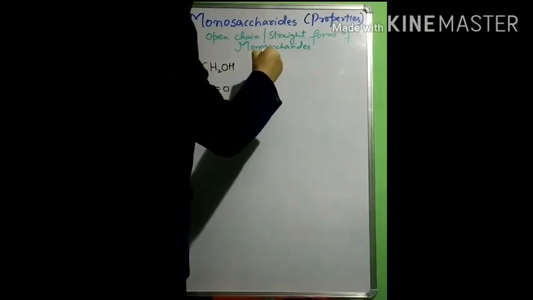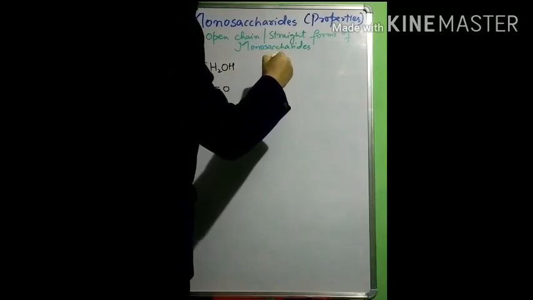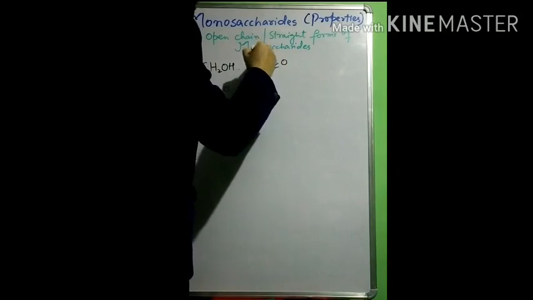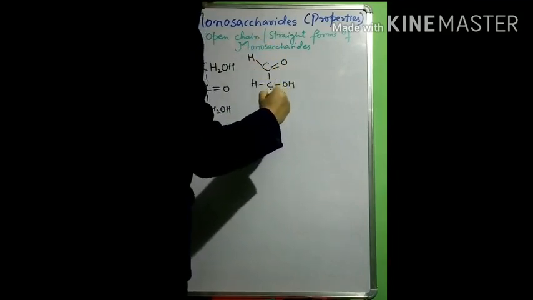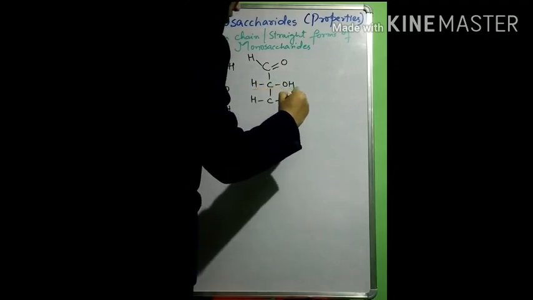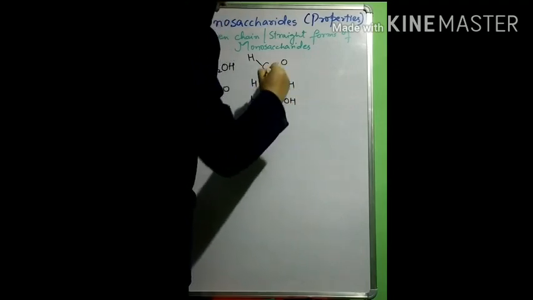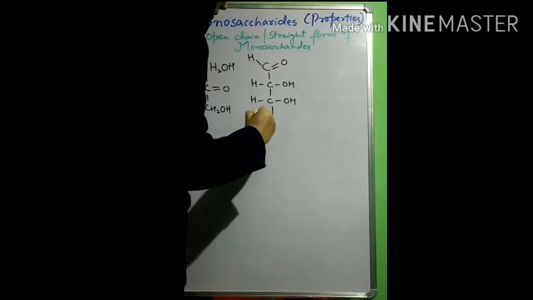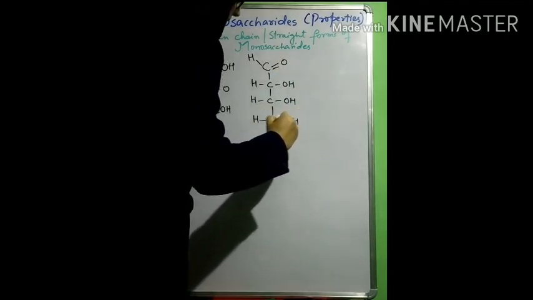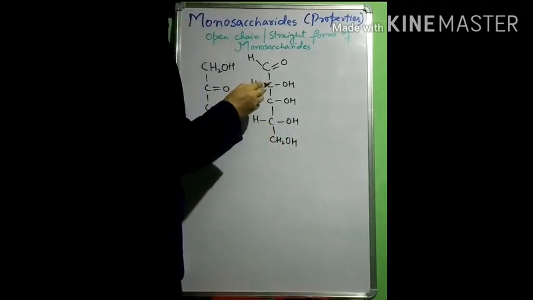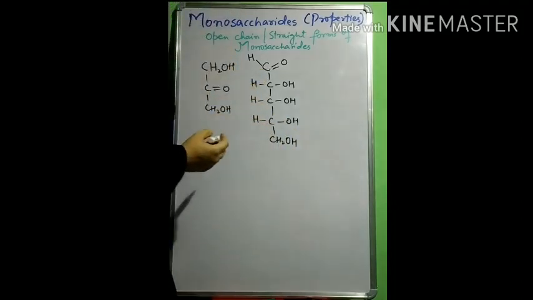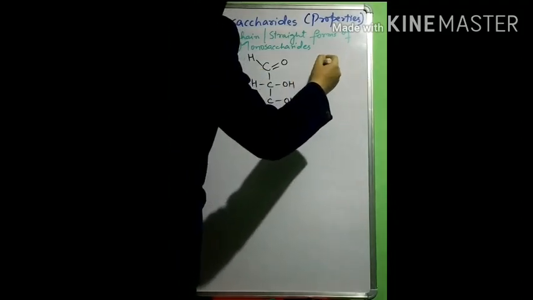I'll be drawing another like this, C double bond O, H, then CHOH, CHOH, C 1, 2, 3, 4. Okay, I'll go with 5 carbons. OH, CH2OH. So over here I have done 1, 2, 3, 4, 5 carbon compound. Okay. Let me give you one more example.